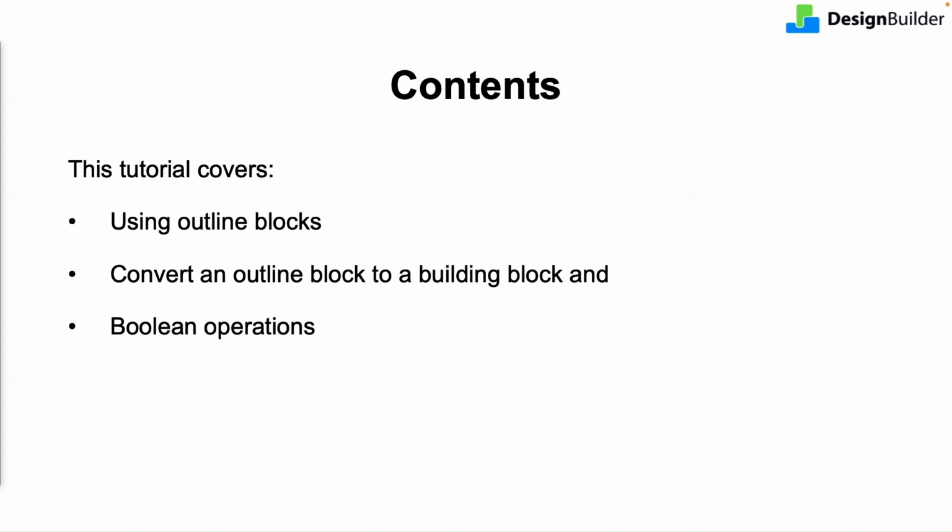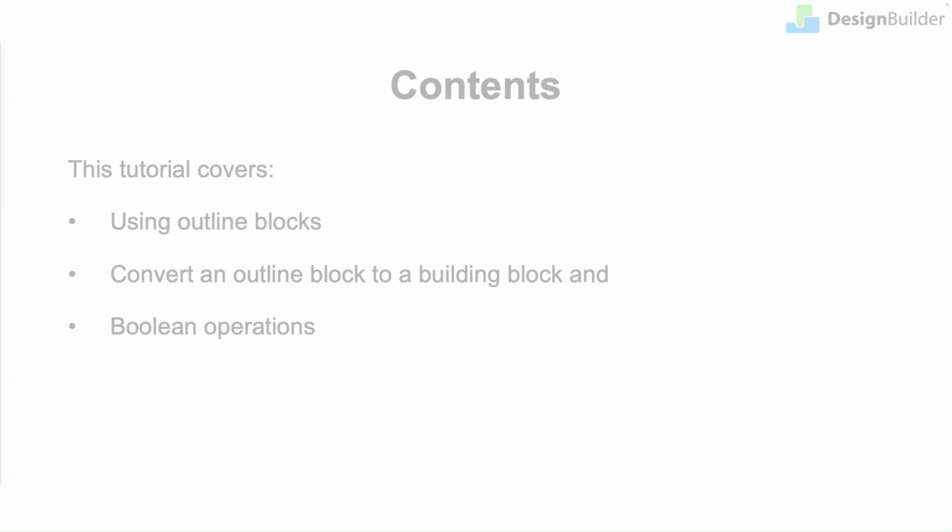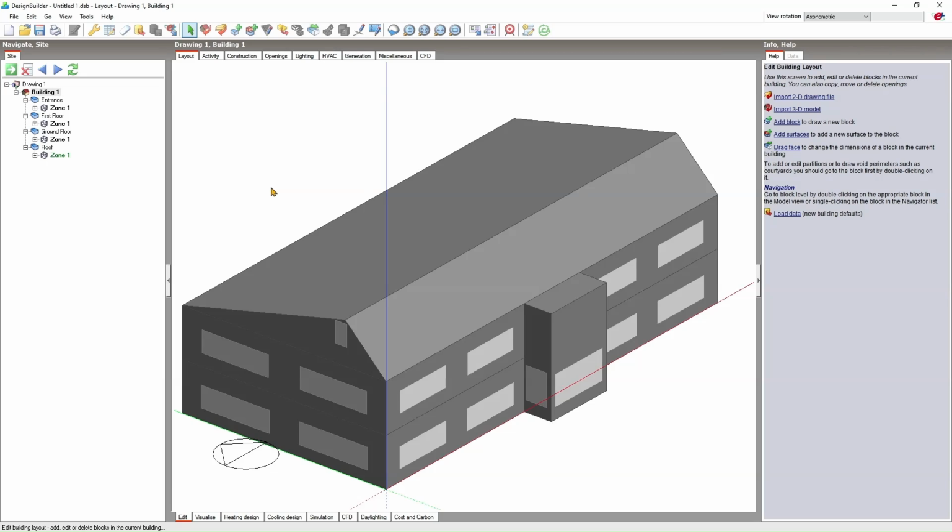Hello! In this tutorial, we'll introduce you to some more advanced geometric operations, including how to use outline blocks, converting an outline block to a building block, and finally, Boolean operations. I will build on the roof geometry content in the previous tutorial and add a dormer roof to the existing southern roof slope.